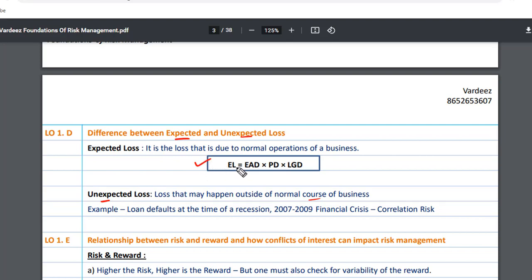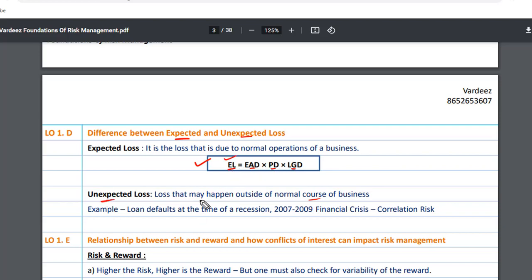This is how a bank can actually calculate their expected loss. They will have all the exposure at default, for example all the loans that they have given out to the customers. Then they identify the probability of default. The probability of default calculation is something we're going to look at in much more detail in Level 2, but for now understand that they calculate the probability of default, and finally the loss given default. Once they identify these three parameters, they get their expected loss.